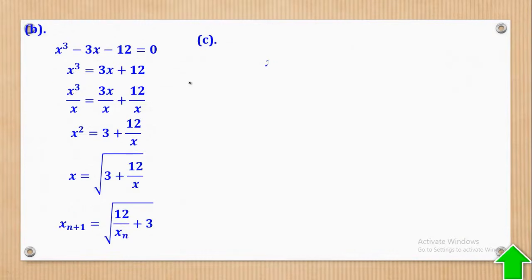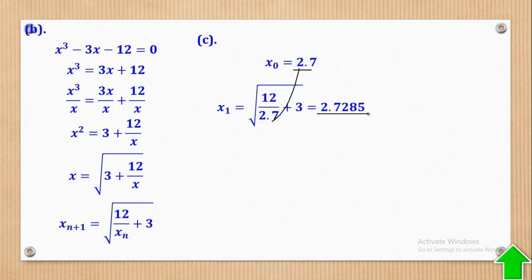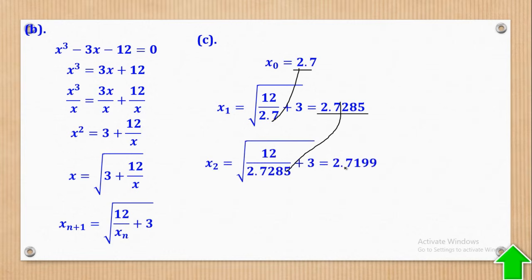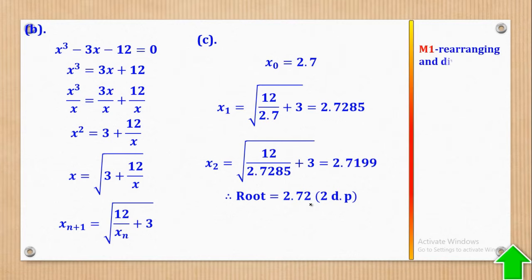So we shall come and substitute for x. So when x is 2.7, as we got previously, put it here, we shall come up with 2.7285. But remember, they told us to use it twice, so we have to also get x2 using this one here to come up with 2.7199. Therefore, we shall conclude that the root is 2.72 to 2 decimal places.